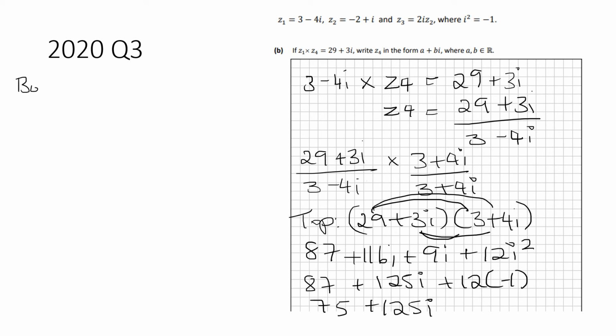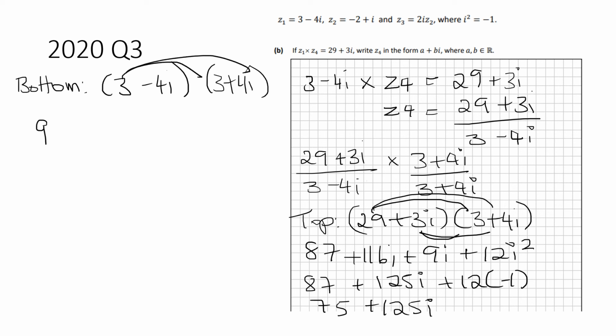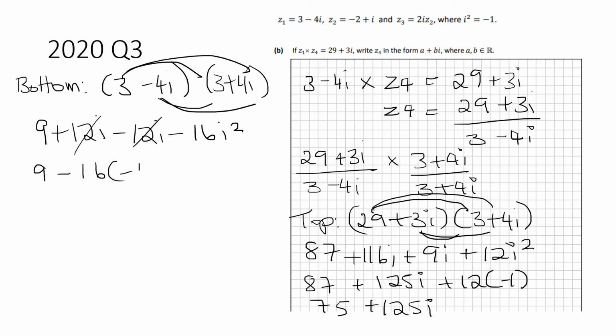Now we need to do bottom by bottom. So that's 3 minus 4i by 3 plus 4i. So we do 3 by 3, which is 9. 3 by 4i is 12i. Minus 4i by 3 is minus 12i. And minus 4i by 4i is minus 16i squared. So these cancel out, and then we're left with 9 minus 16 times minus 1. Because remember, i squared is minus 1. That gives you 9 plus 16, which is 25.